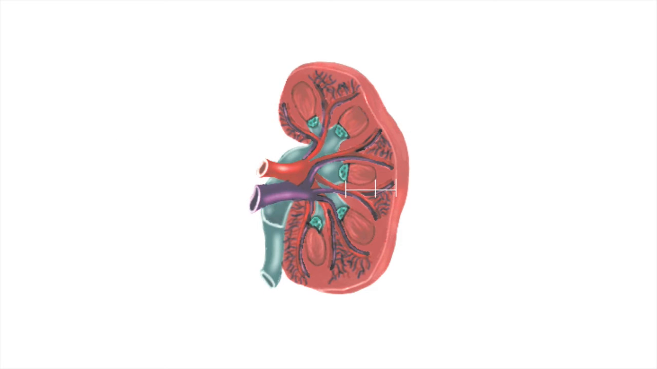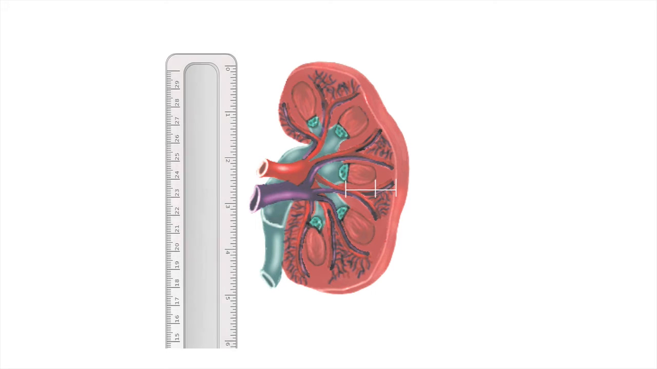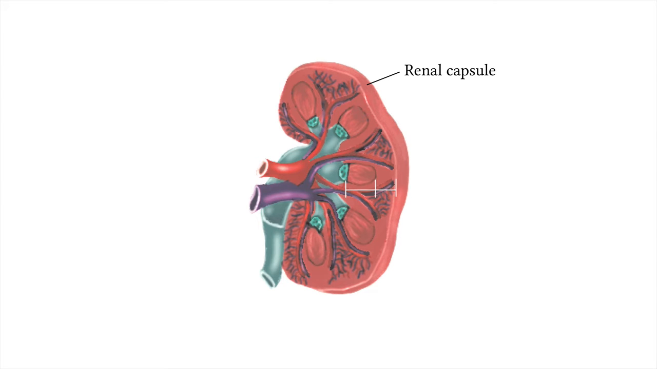Now, let's take a closer look at the anatomy of the kidneys themselves. These organs are bean-shaped organs about 5 inches in length. They're surrounded by a renal capsule made up of fibrous connective tissue. We actually can divide a kidney into two major regions. The outer region is called the cortex, and the inner region is called the medulla.